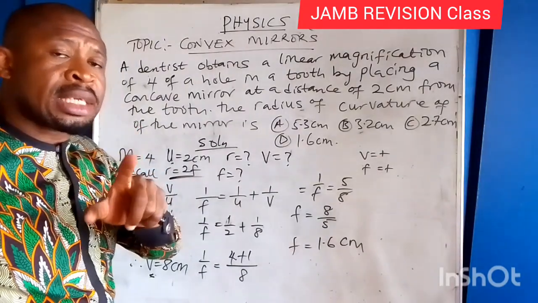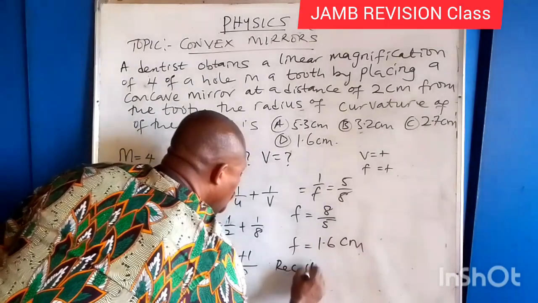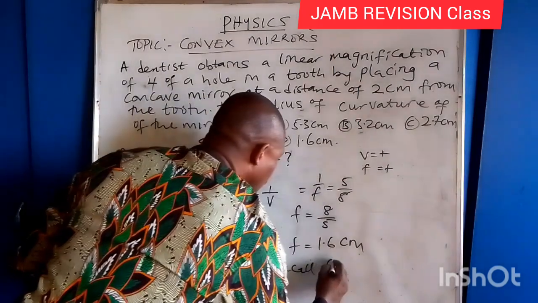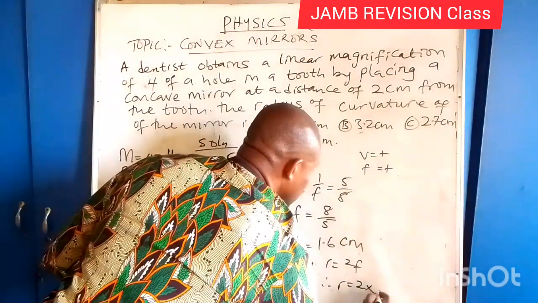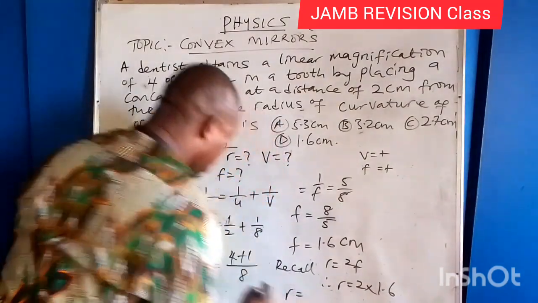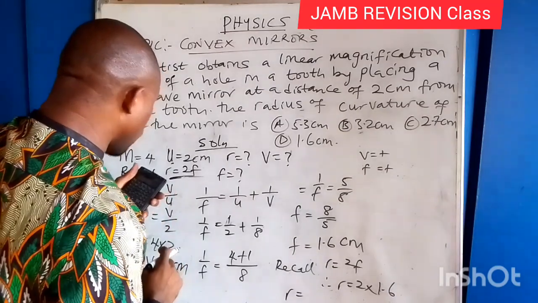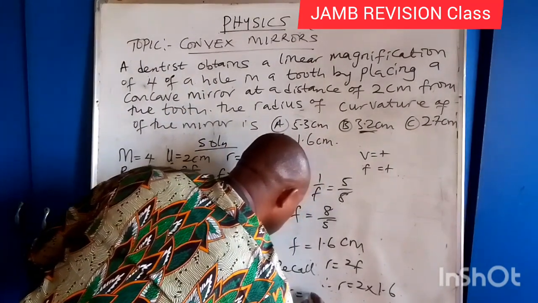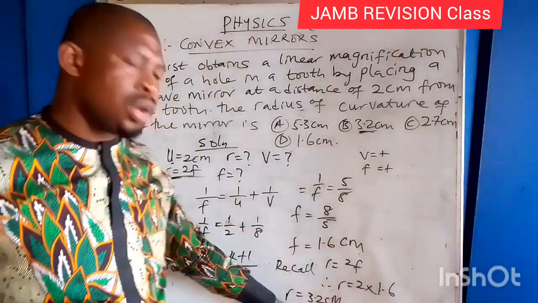But the question says, what is the radius of curvature? Now, we recall the relation that says R is equal to 2F. Therefore, the radius of curvature is 2 times 1.6, which will give us 3.2. Of course, 3.2 is option B. R is 3.2 centimeter, and this is the radius of curvature.